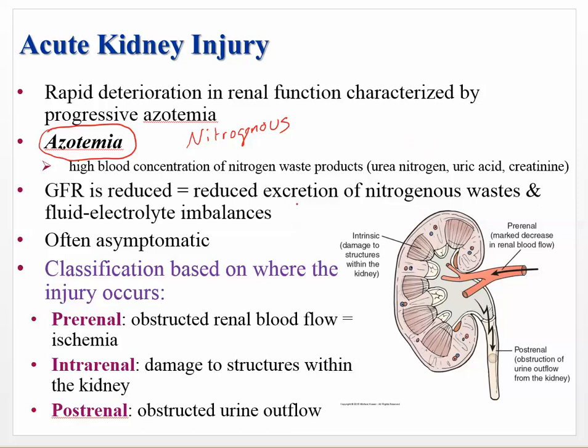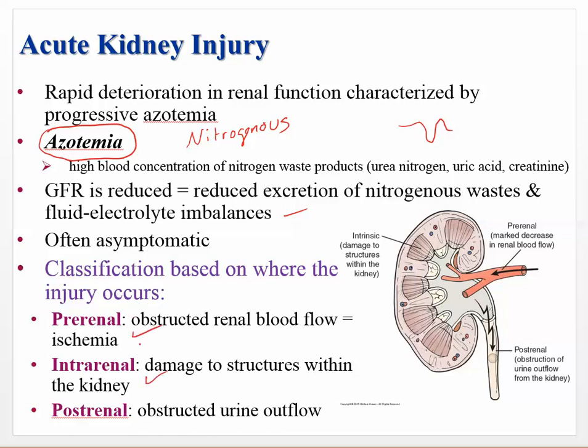GFR is reduced. When we talk about GFR being reduced, this is because you are losing your tubules, your nephrons. If you're losing nephrons, then you can't filter as much urine. So overall, when you measure this, GFR is going to be reduced. That's going to reduce the excretion of nitrogenous waste, and fluid and electrolyte imbalances are going to ensue as well. Your kidneys aren't going to be able to do their job. It's often asymptomatic.